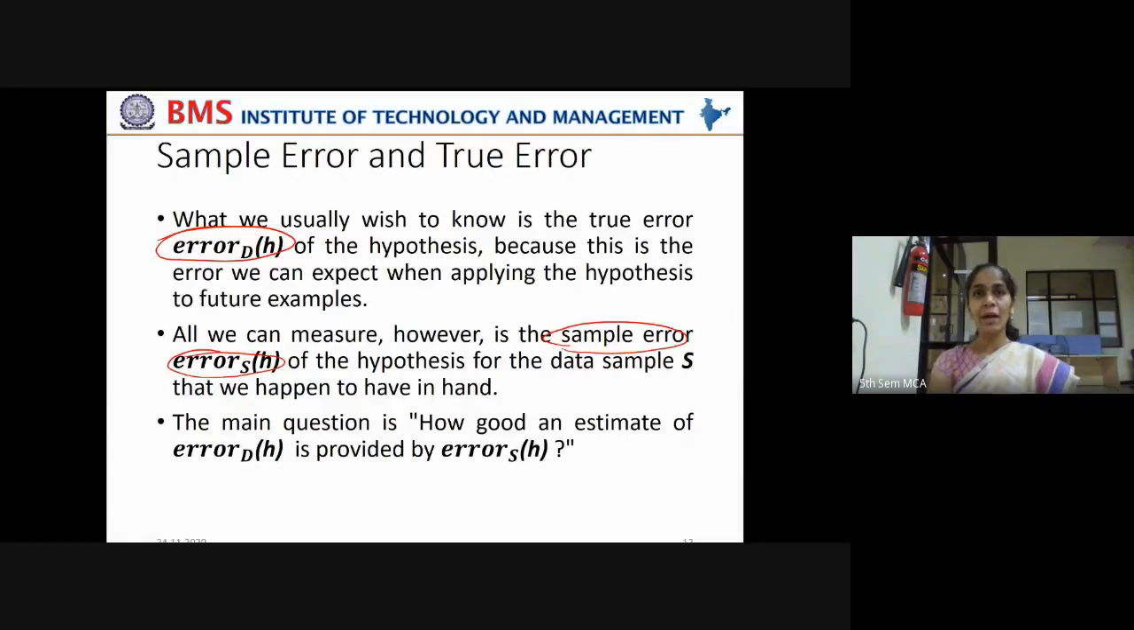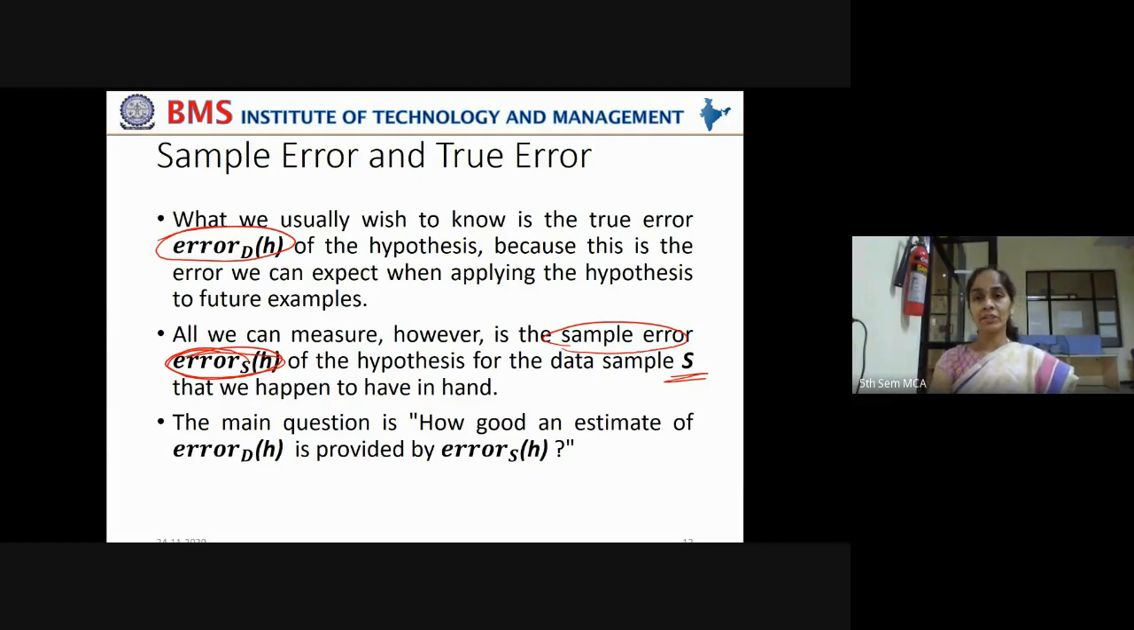So you can measure the sample error for that particular sample of the hypothesis for the data sample S that we happen to have in hand. That is under our control. Measuring the true error is not under our control, because one sample may give a very good estimate that matches the true error, but another sample may give a very low estimate which does not match the true error. That is why only the sample error measurement is under our control.